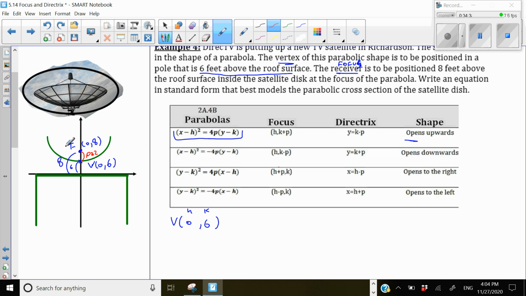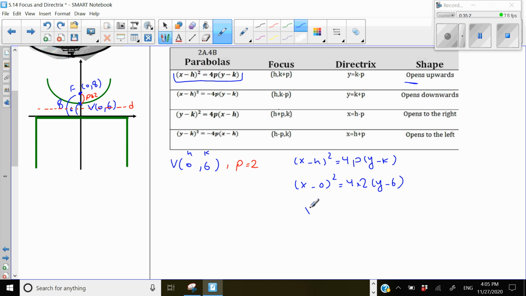Notice that the directrix is not the roof surface. It's a horizontal line that is 2 units down from the vertex. So it's going to be, for example, something like this. This will be my directrix here. Anyway, I found the p-value and it's equal to 2. Now let's start writing the equation. It's x minus h squared equal to 4p times y minus k. x minus h is 0, equal to 4 times p, which is 2, times y minus 6. So simplify that, it's going to be x squared equal to 8 times y minus 6.